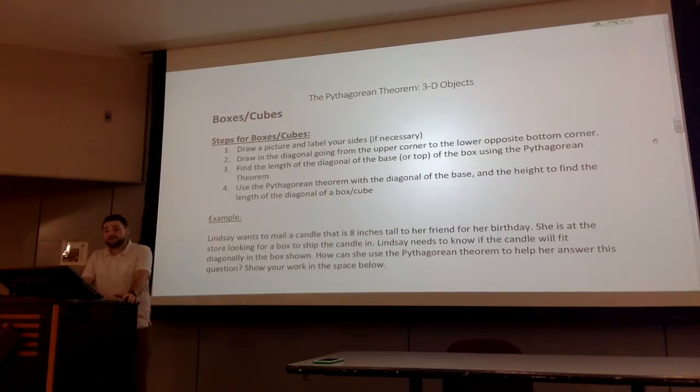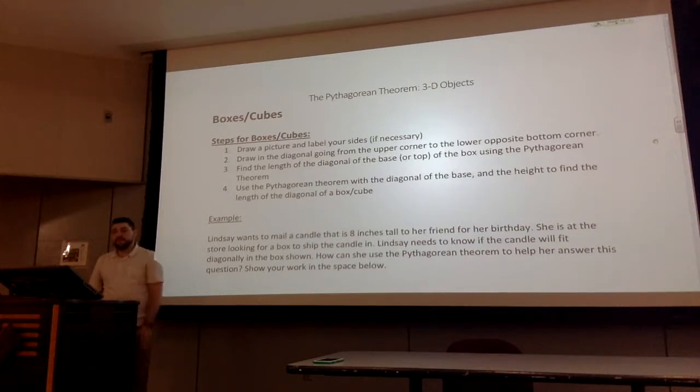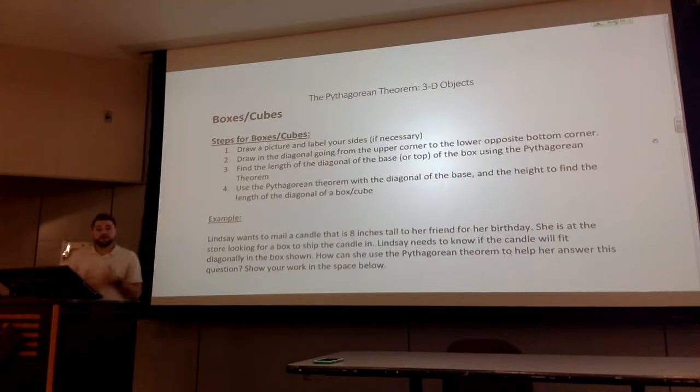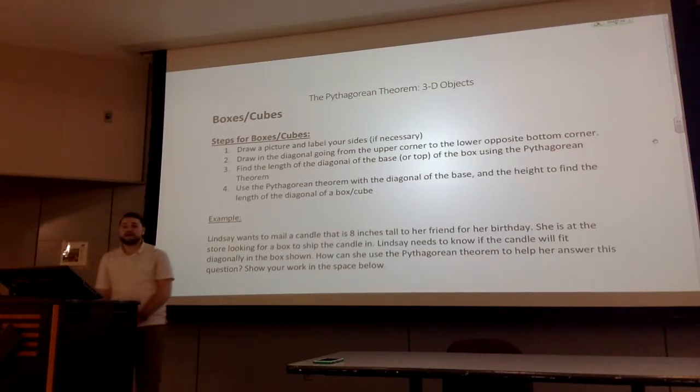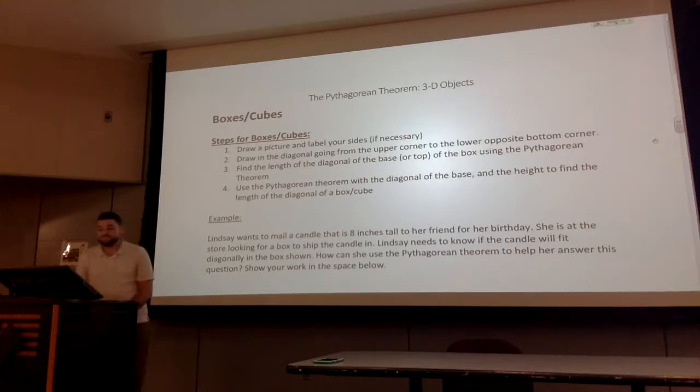So today we're going to be discussing the fourth lesson for the Pythagorean Theorem unit, which is using the Pythagorean Theorem on 3D shapes. We're going to be going over the Pythagorean Theorem on boxes and cubes and also on cones. After this lesson, you should be able to use the Pythagorean Theorem to find the diagonal of a box and also use it to find slant heights and regular heights of cones.